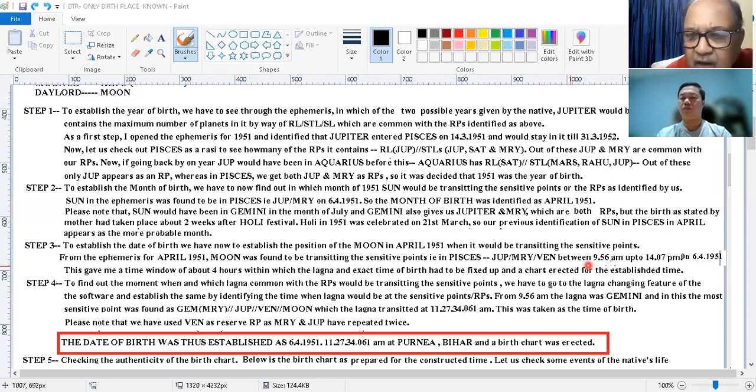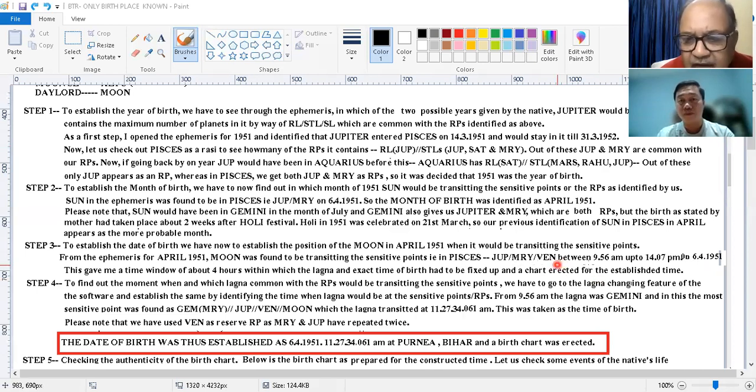So the date we have now established: on 6/4/1951, the moon was found to be transiting Pisces, that is Jupiter, Mercury, Venus, between 9:56 a.m. to 14:07 p.m. Now you check the ruling planets: Mercury, Jupiter, and Moon. There would be more, no? Venus, yes, because I'm mentioning Venus here.